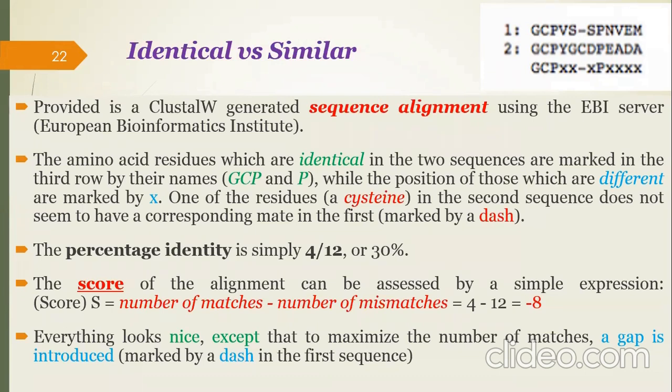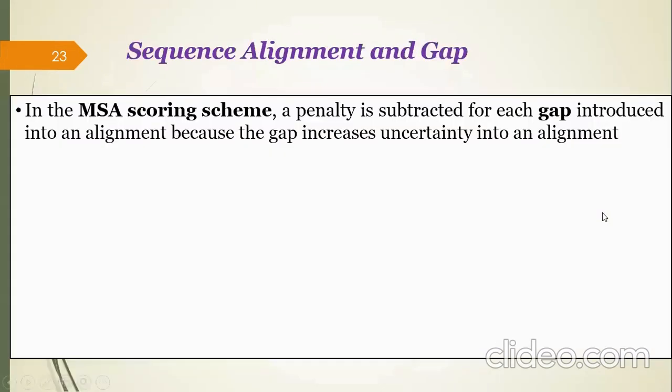So moving further, in the multiple sequence alignment scoring scheme, a penalty is subtracted from each gap introduced into the alignment because the gap increases uncertainty in an alignment.